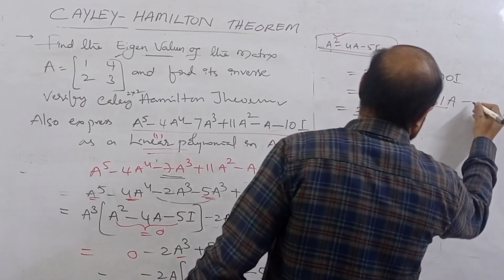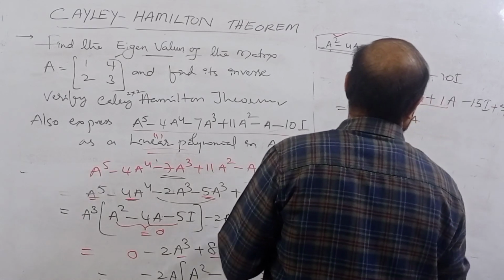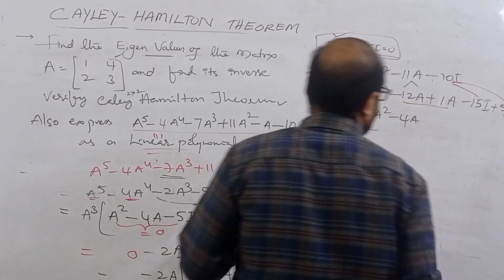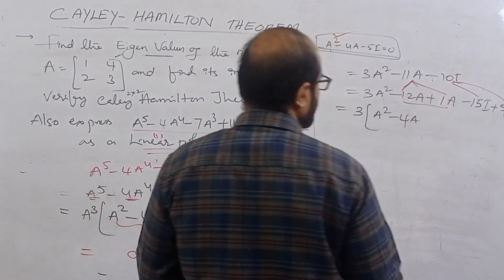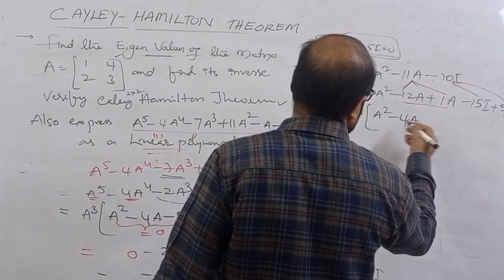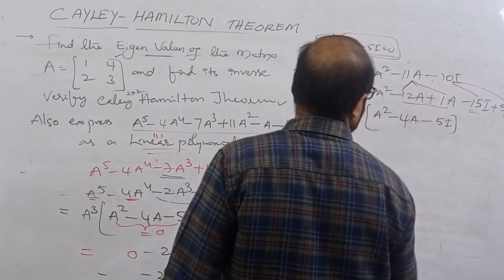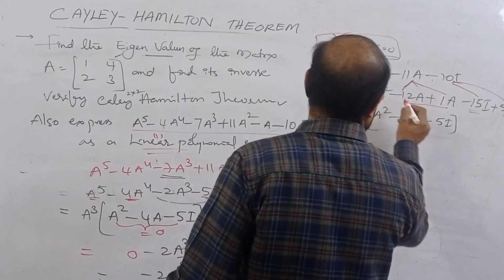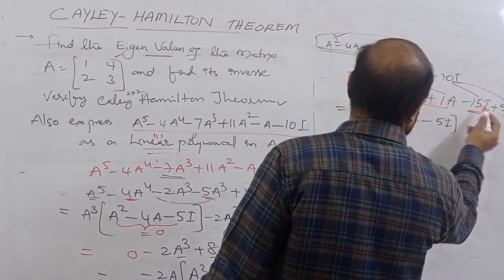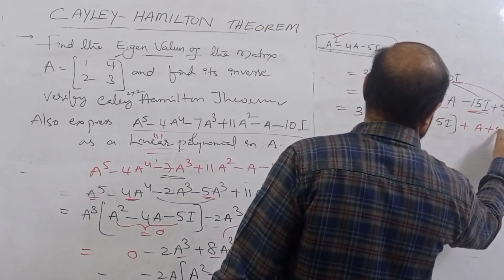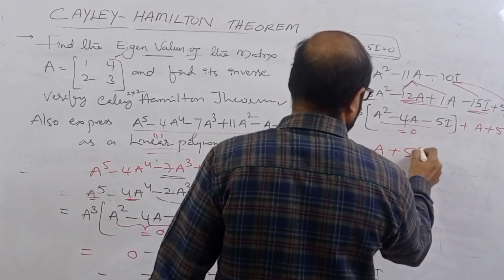How can I write this? Tell me anybody. Minus 15I plus 5I, can I write? Minus 10I you can split like this: minus 15I plus 5I. So it depends on our requirement. From this, 3 5s are minus 15I. Finished. So 3A square minus 4A plus 5I is finished. Then what is the remaining? A plus 5I is remaining. This is 0, you know. So what is this finally? A plus 5 into I.